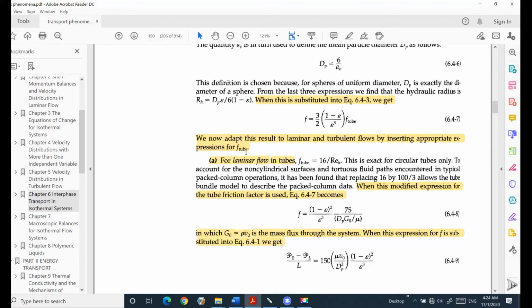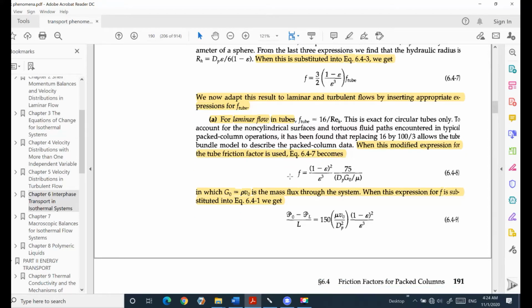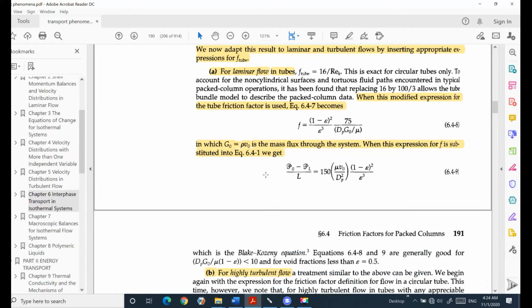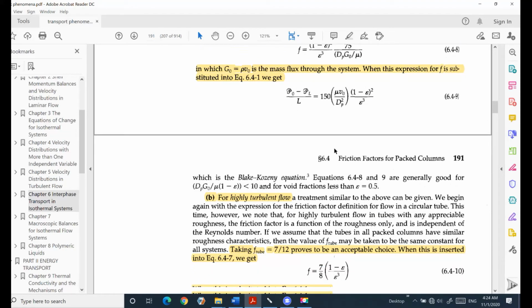Now, based on the definition of f tube for a specific system, we can find our friction factor. For example, the first case, A, for laminar flow in tubes, f tube can be defined as 16 over the Reynolds number. If we write this in the expanded form of the Reynolds number, we obtain the modified expression for the friction factor calculation in laminar flow in tubes. And we can write the pressure drop by inserting into equation 6.41. We can write the pressure drop by this formula.